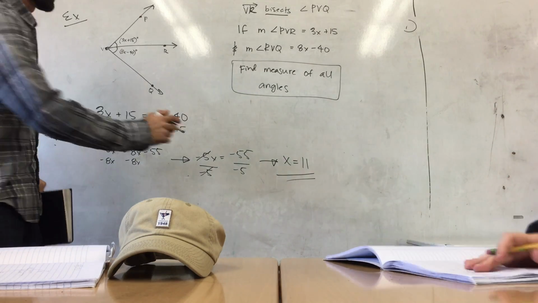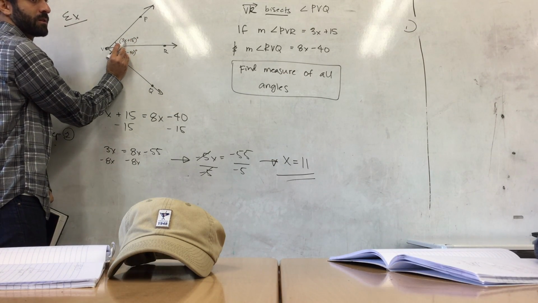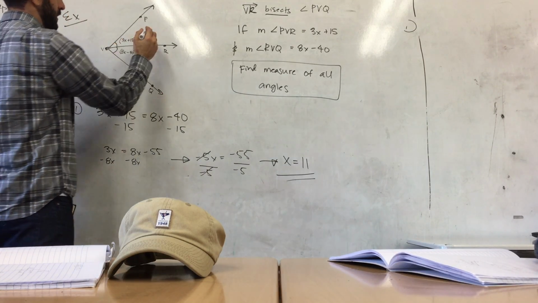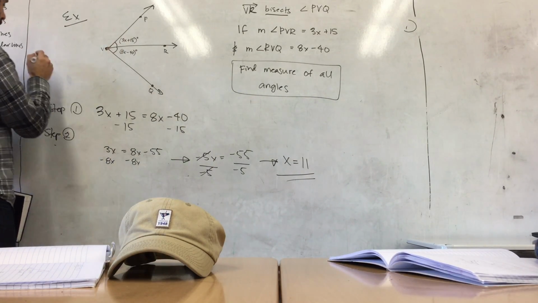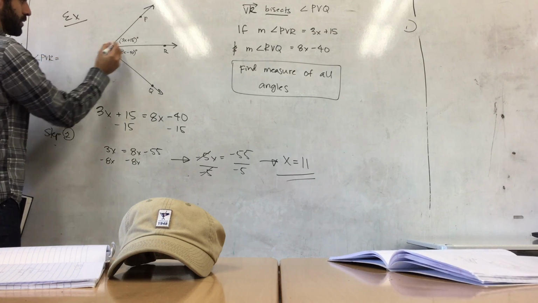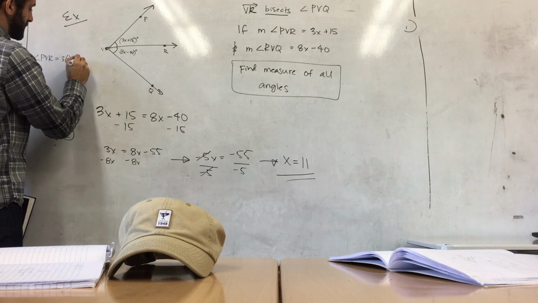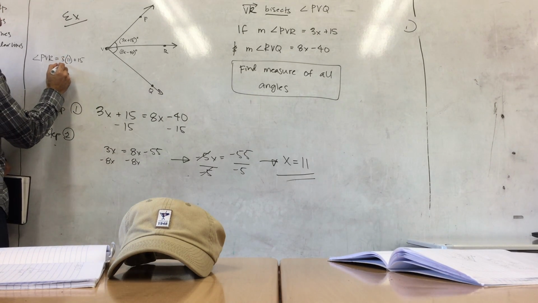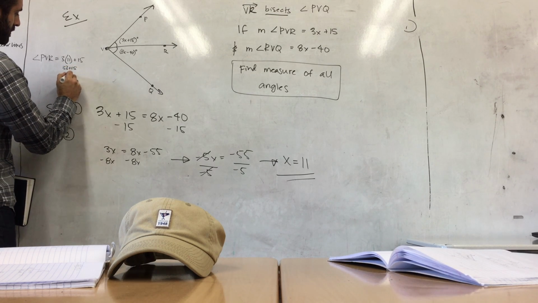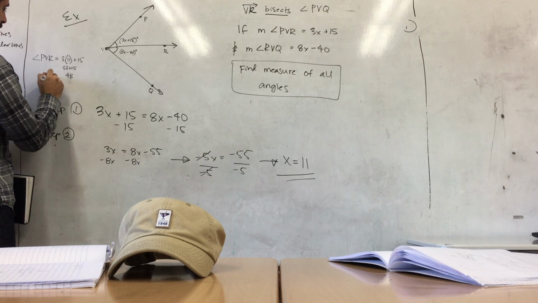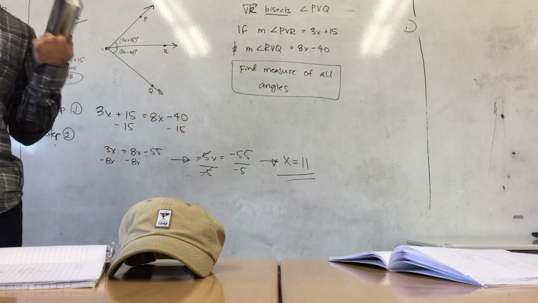You have to plug it back in. Okay, you gotta take this and plug it into x right here. We found x, right? So if we plug 11 into here, then we'll get angle PVR equals 3 times 11 plus 15, and that equals 48. 33 plus 15. Alright, we found angle PVR.